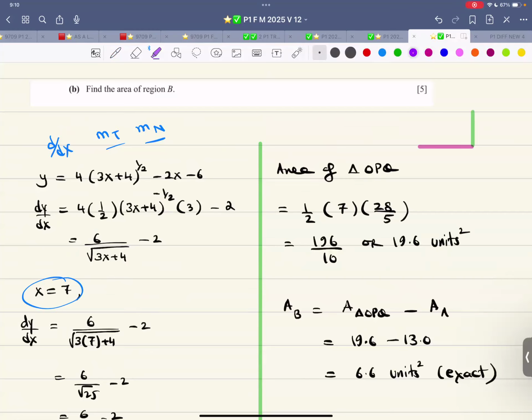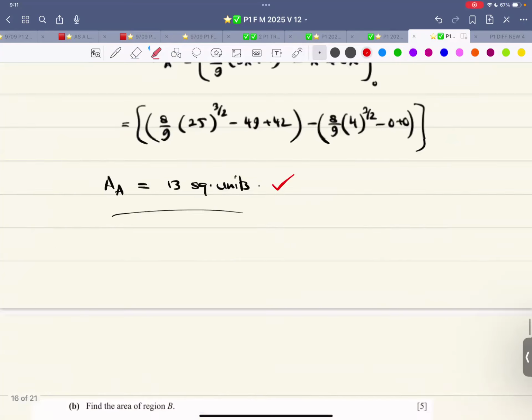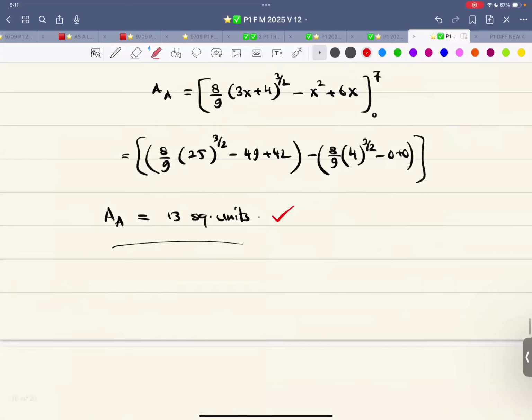Just draw a diagram like this, just to give a nice view to the examiner. So this is like the other way around, I think. So no issue. This is 5.6, 28 over 5. This is 7. And that's the area of a triangle. That is 19.6. Let me just change the shape, otherwise someone would write a comment that the shape is not working out. So this is like this, and this is like this.